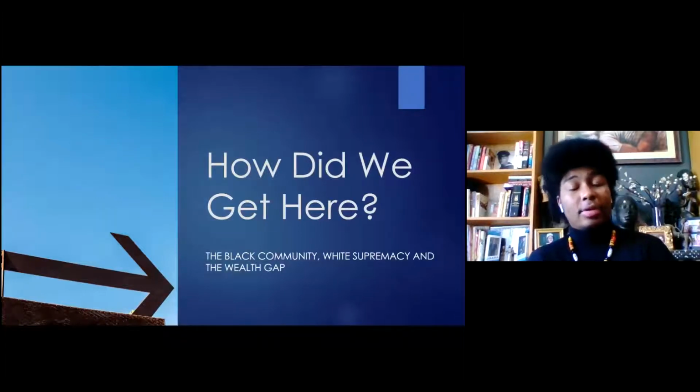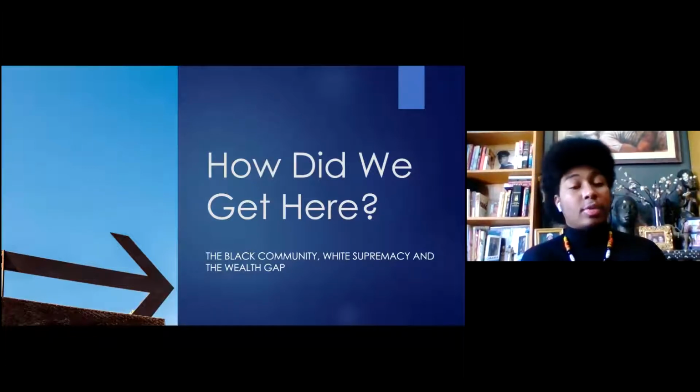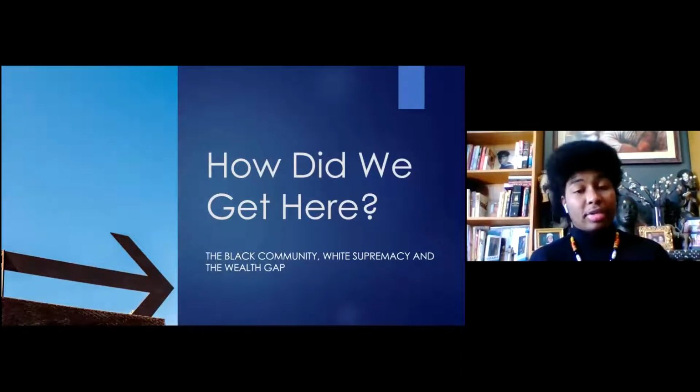So, how did we get here? That's the main question we're trying to ask. We're trying to ask how the Black community got to where we are in our current place in history, especially when viewing this through the lens of white supremacy and how that's impacted things like social justice, and especially the modern and historical incarnations of the wealth gap.